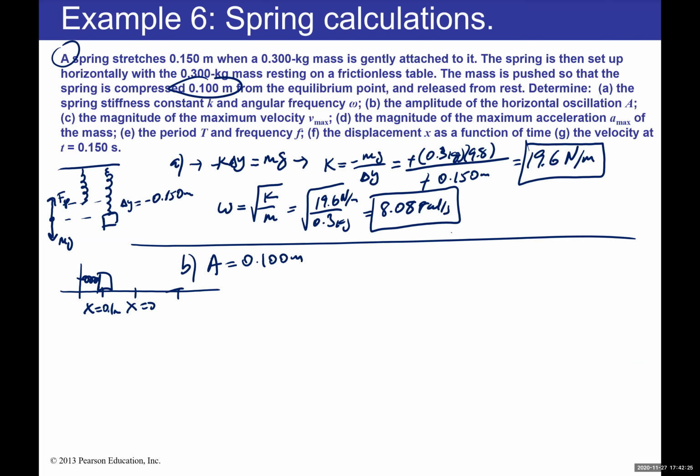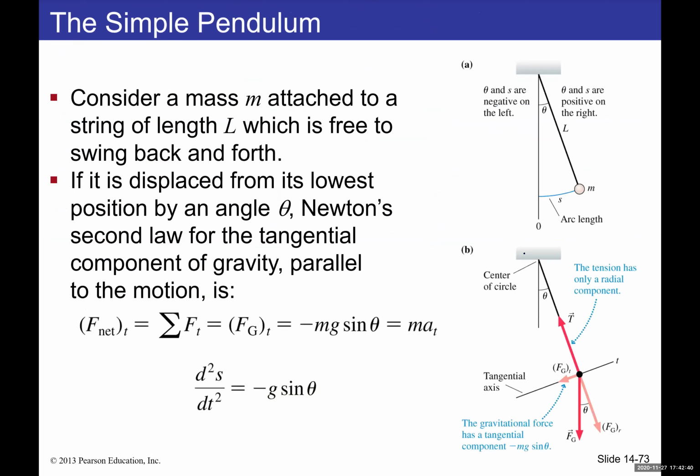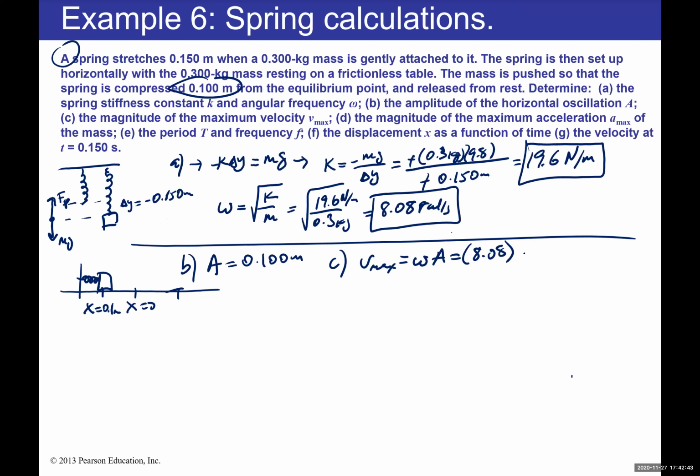That's an easy one. Part C says find the magnitude of the maximum velocity. Well, that's also easy enough because Vmax will be omega times A. I have omega 8.08. I have A, which is 0.1. So I can find Vmax, which will be 0.808 meters per second.